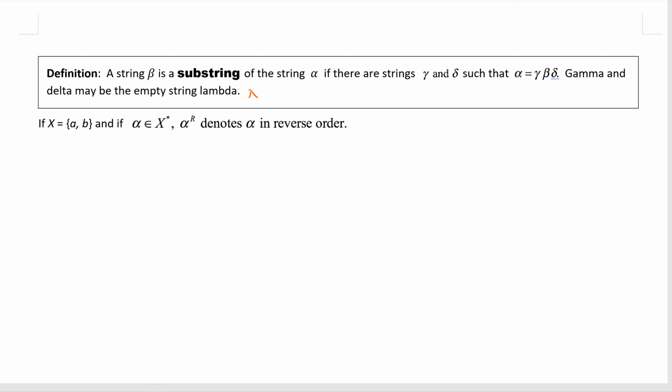Let's see. For example, ACCB is a string. Let's say this is alpha. Then alpha R is going to be BCCA. So you just reverse the order.